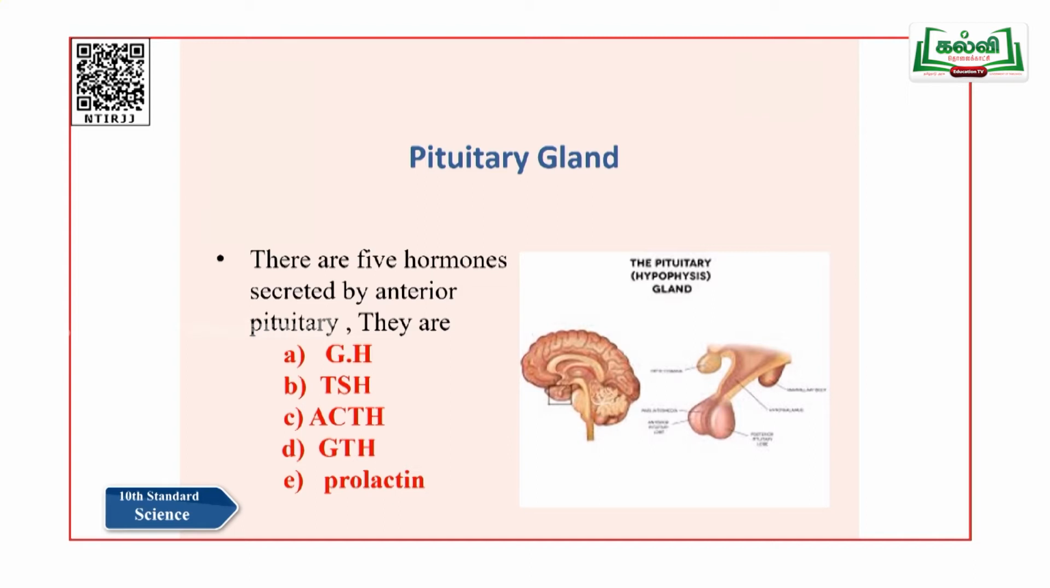The anterior lobe is known as the adenohypophysis and the posterior lobe is otherwise called the neurohypophysis. A middle lobe also exists, but it is absent in the human body. There are 5 hormones secreted by the anterior pituitary.